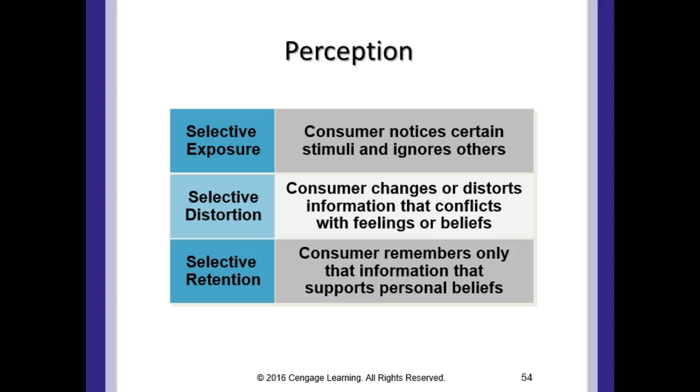Selective distortion is when you change the information that you are gathering that is in conflict with what you were taught, what you believe to be true, what you feel is right. And then the last one, selective retention, is kind of like selective memory. This is where consumers remember only the information that supports what they believe. Only the stuff that supports them is the stuff that they will remember.